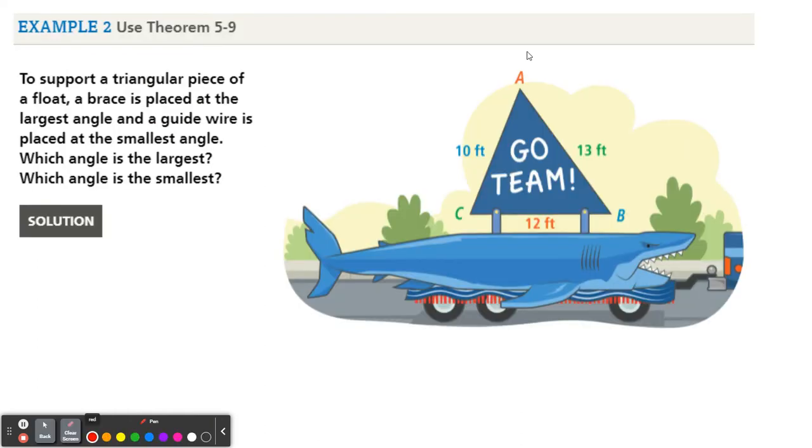All right, so let's see if we can apply that to a picture. Here we go. To support a triangular piece of a float, a brace is placed at the largest angle and a guide wire is placed at the smallest angle. Which angle is the largest? Which angle is the smallest? Okay, so if we take a look at this picture, right, AB is the longest side at 13 feet. So the angle opposite of that 13, angle C, is the largest angle.